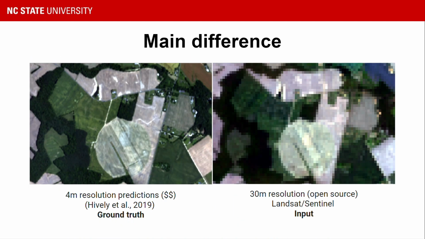The main difference between their study and our study is that they were using WorldView-3 satellite data, which has 4 meter resolution, and that is expensive. We are using Landsat and Sentinel data, which is open source, available data and has 30 meter resolution. Though the resolution is lower, the cost is less, and we are trying to improve this. So we would also be reducing the cost that comes with this sort of prediction.